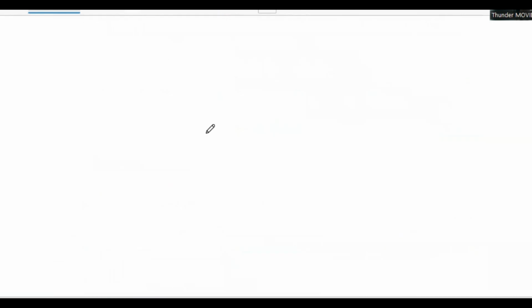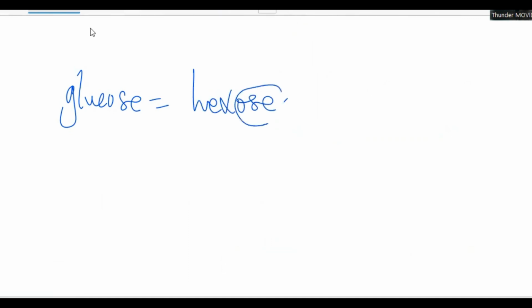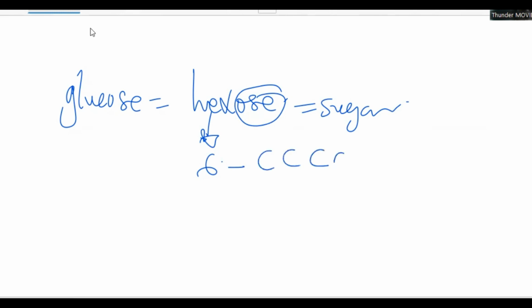Glycolysis. When you talk about glycolysis, don't forget that glucose is a hexose, meaning that it is a sugar. Remember, when you say -ose, it means sugar. Hex means 6, so it's a sugar which is made up of 6 carbon atoms: 1, 2, 3, 4, 5, 6. That's why when you're writing it, it is C6H12O6.